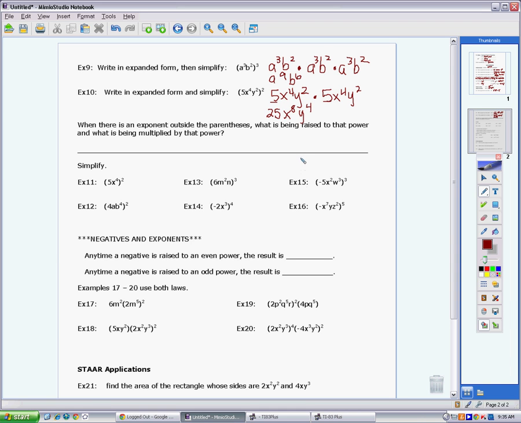When there's an exponent outside the parentheses, what is being raised to that power and what is being multiplied by that power? The base is being raised to the power. And the exponent is being multiplied.